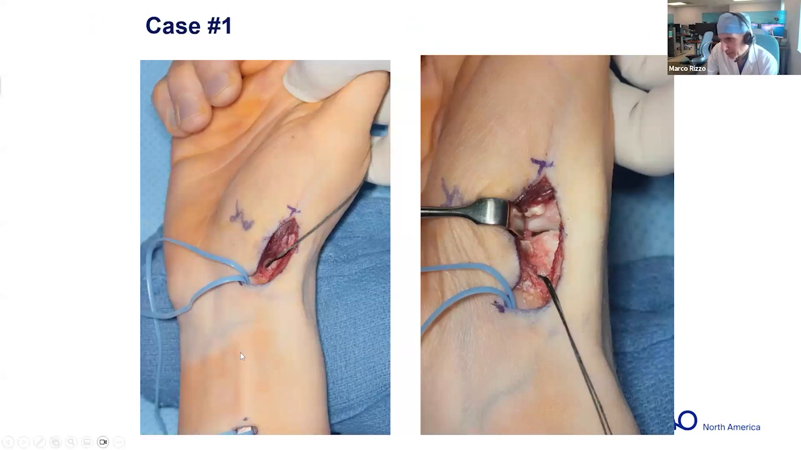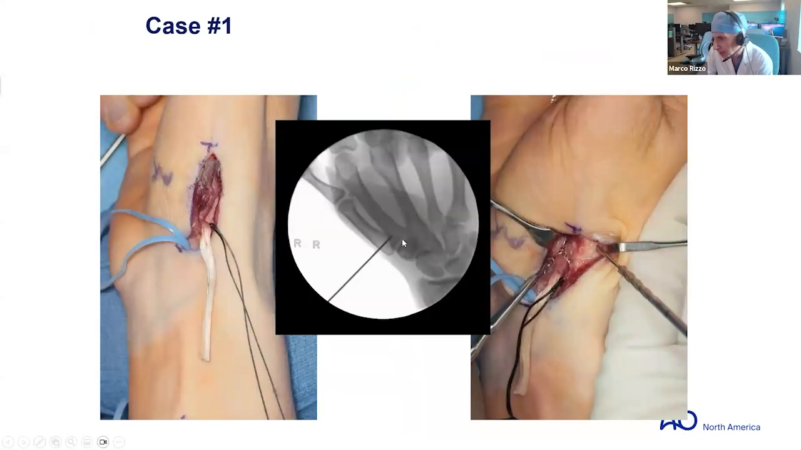You harvest half of the FCR through a Wagner incision, and you expose the joint. You want to create a tunnel through the base of the proximal phalanx, base of the metacarpal to pass the tendon, and pass the tendon through, then suture it back to the FCR.